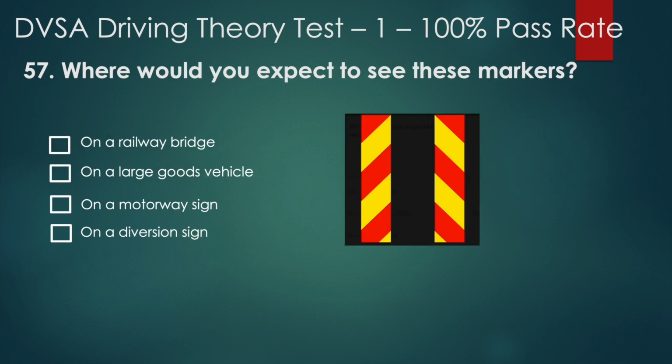57. Where would you expect to see these markers? A. On a railway bridge. B. On a large goods vehicle. C. On a motorway sign. D. On a diversion sign. And the answer is B. On a large goods vehicle.